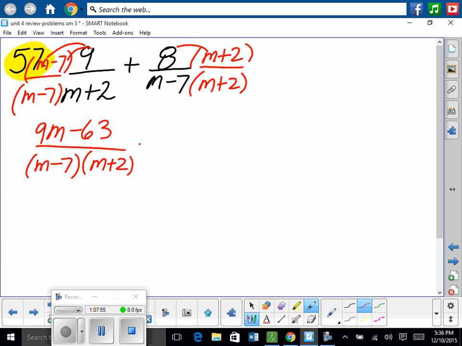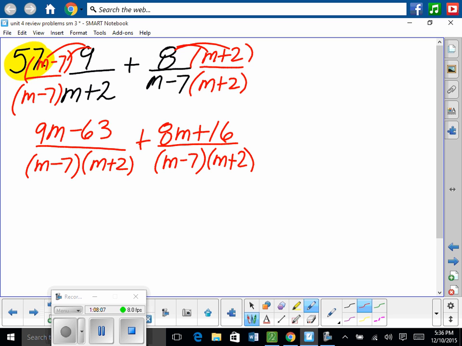Then we are going to multiply that through. So we have plus 8m plus 16, and then it's all over 7, n minus 7 times n plus 2. Now look at your denominators. Are they the same? Yes. So we can combine this into one thing, and we're going to combine like terms.